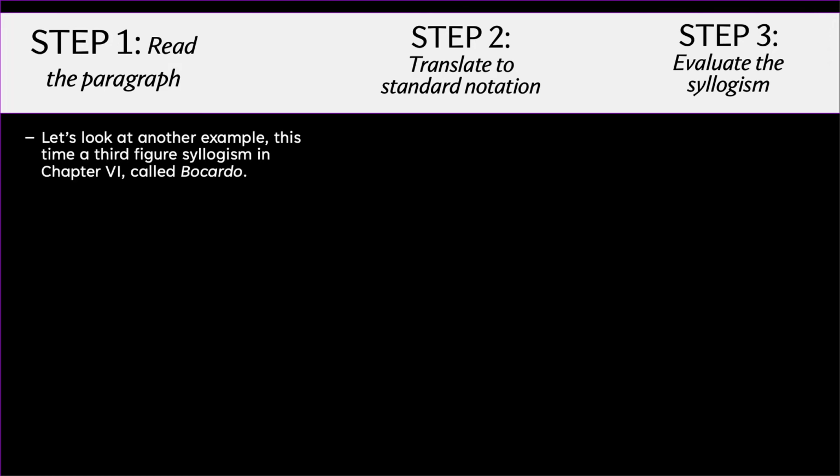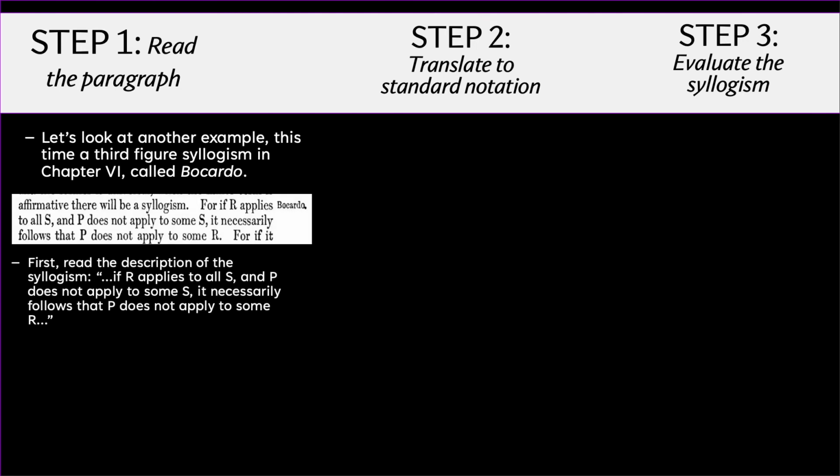Let's look at another example, this time of a third figure syllogism in chapter 6. Specifically, we'll look at the syllogism called Bocardo. Here's a picture of the syllogism in the text. It reads, if R applies to all S and P does not apply to some S, it necessarily follows that P does not apply to some R.